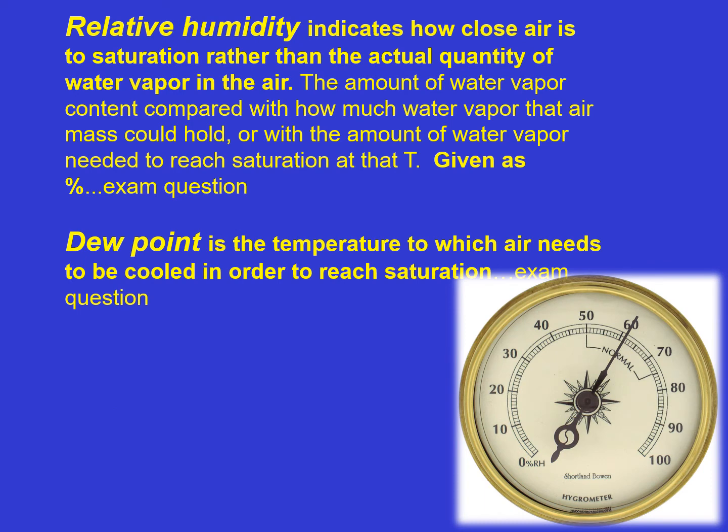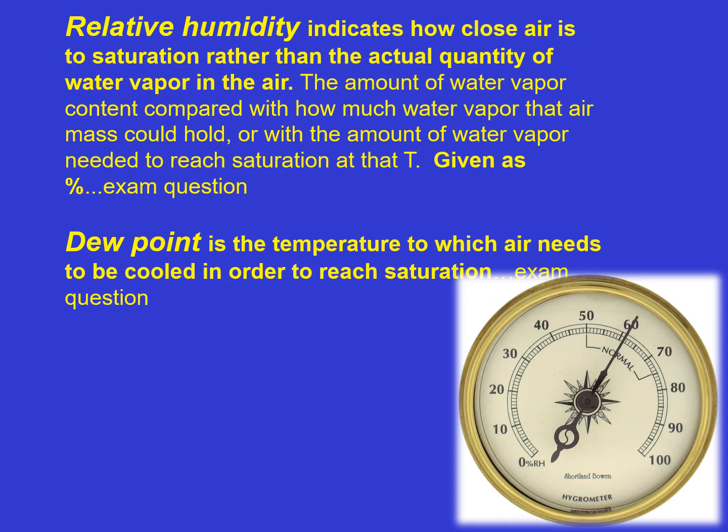Relative humidity, definitely an exam question. So it's basically the amount of water vapor in an air mass compared to how much water vapor that air mass could hold given that particular temperature. So it's an indication of how close the air is to saturation. In other words, if you were told that the relative humidity on this particular day is 80%, and of course, as you're writing in your weather journals, should you be including relative humidity? Yes, why wouldn't you?